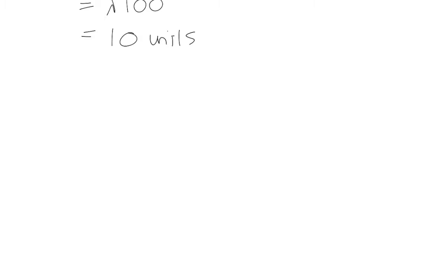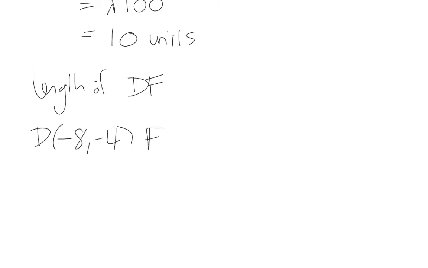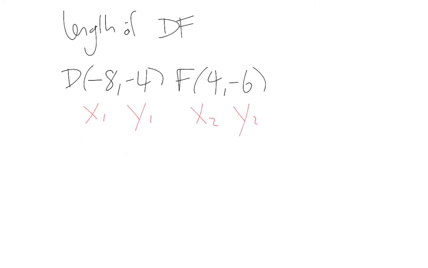So let's organize ourselves a little bit. So I'm going to write length of DF. I'm going to write down the points. D is (-8, -4). F is (4, -6). Again, you can label these coordinates as x1 and y1, x2 and y2. You're going to take these coordinates and substitute it into the equation we just used. I'm not going to show you the work because it's pretty tedious, and I think most of you know how to do this. So we're going to end up with an answer of D.